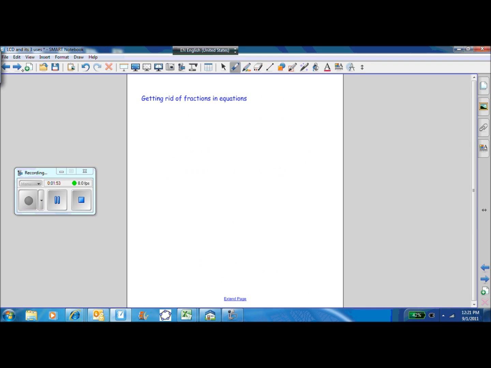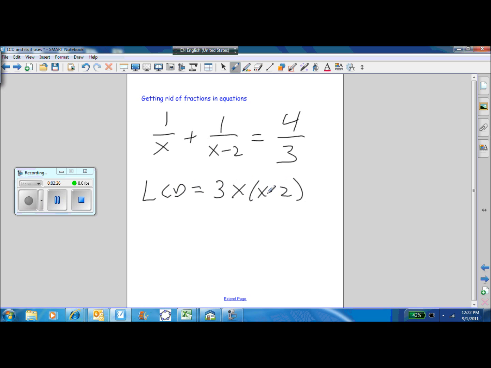Now, what if you're trying to get rid of fractions in an equation? Like 1 over x plus 1 over x minus 2 equals, let's say, 4/3. Our LCD is a little different this time because we have fractions on both sides of the equation. So the LCD will equal 3x times x minus 2.